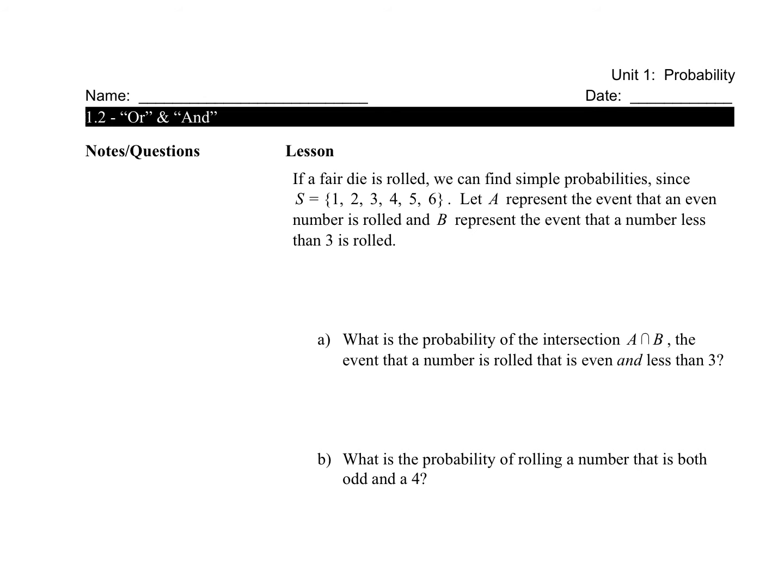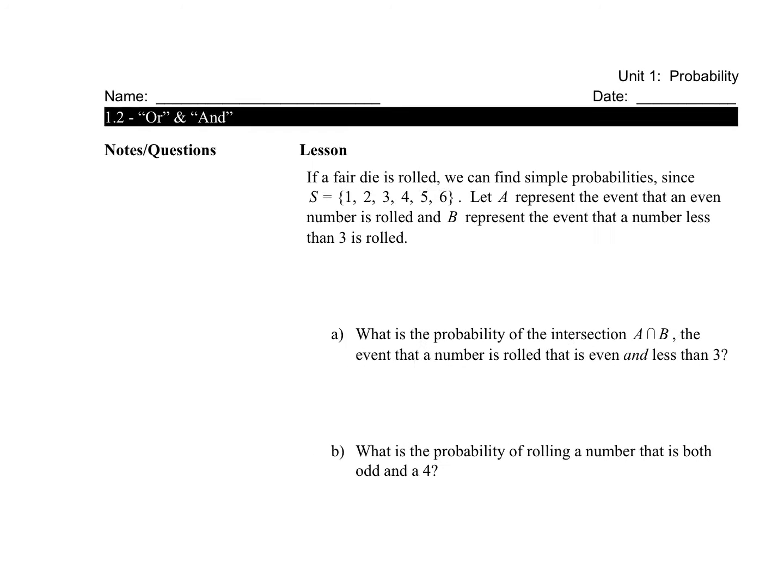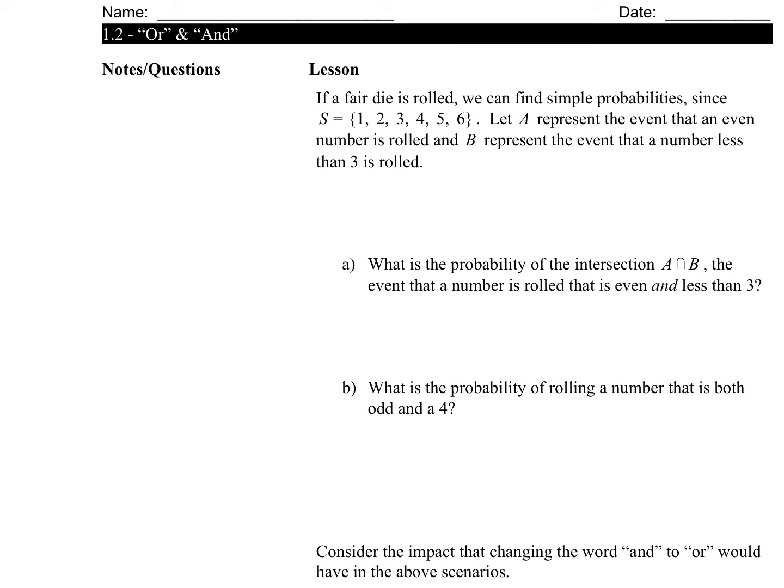So today we're addressing "or" and "and" because yesterday, on Friday, our probability situations were pretty straightforward. It was just the probability of one event happening, and they were pretty individual events. So let's look at this first situation. It says a fair die is rolled. We can find simple probabilities since the sample space contains 1 through 6. Let A represent the event that an even number is rolled, and let B represent the event that a number less than 3 is rolled.